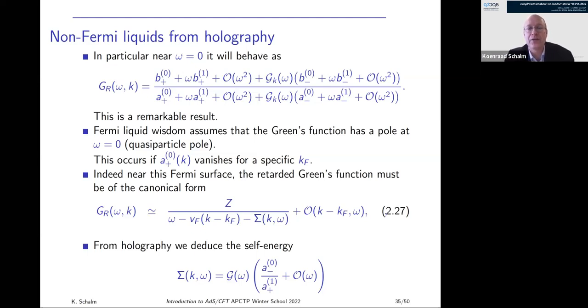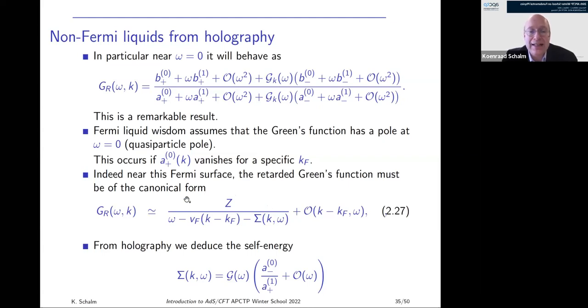And once I know this, I also know on general principles that the retarded Green's function must be of the following form. There is some pole strength here. There's omega minus vF times k minus kF. And there's a self-energy of k and omega. The self-energy also vanishes at the quasi-particle pole, but it has this particular property, right? And this is just general Fermi liquid wisdom. You can find this in any condensed matter textbook.